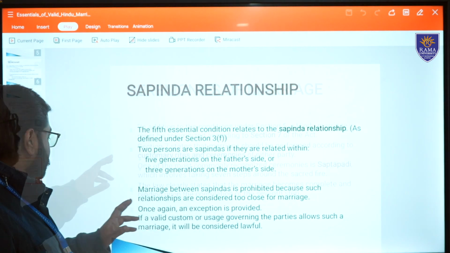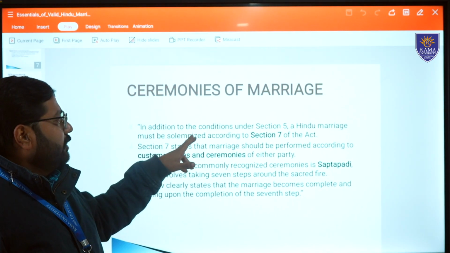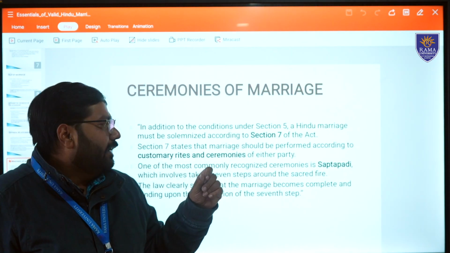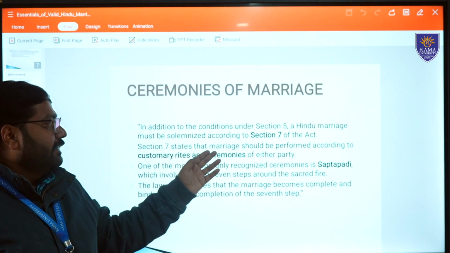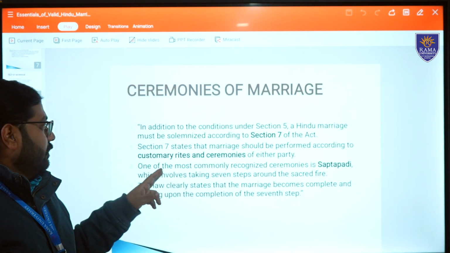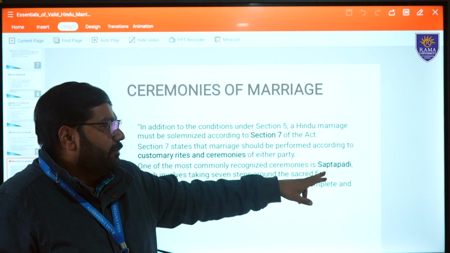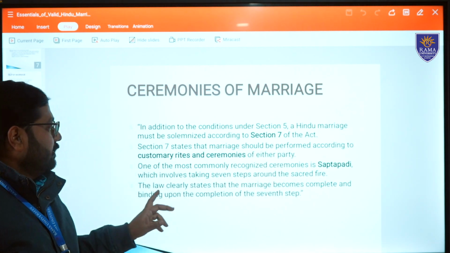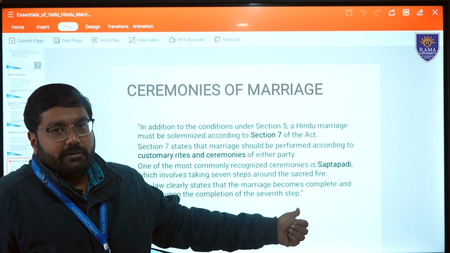There is another essential which is beyond Section 5. In addition to the conditions of Section 5, a Hindu marriage must be solemnized according to Section 7 of the Act. Section 7 basically provides the ceremonies of the marriage. It states that the marriage should be performed according to the customs, rites and ceremonies of either of the parties. One of the most commonly recognized ceremonies is Saptapadi, which involves taking 7 steps around the sacred fire. The law clearly states that the marriage becomes complete and binding upon the completion of the 7th step.